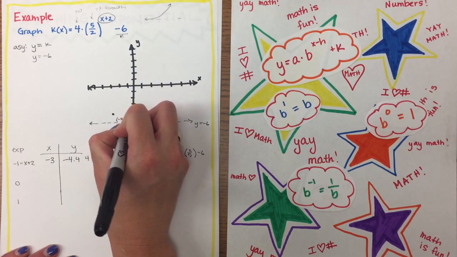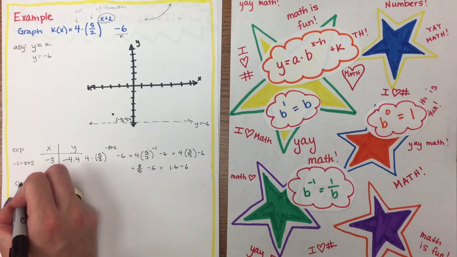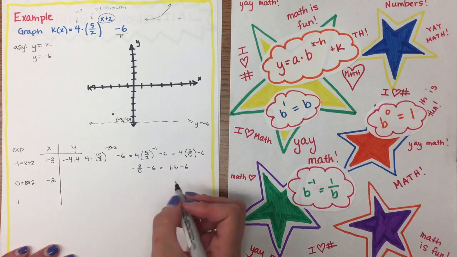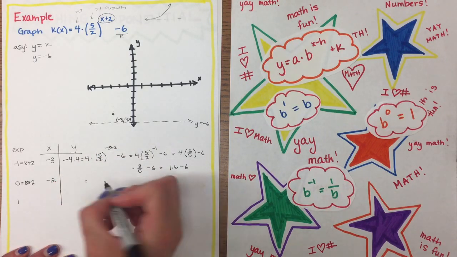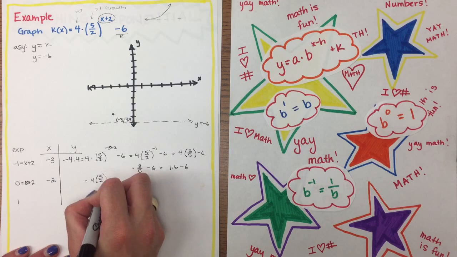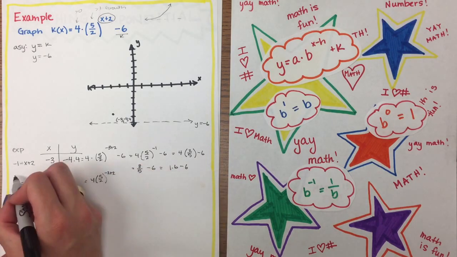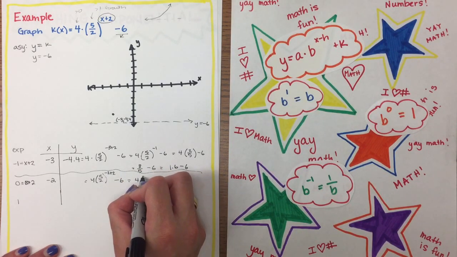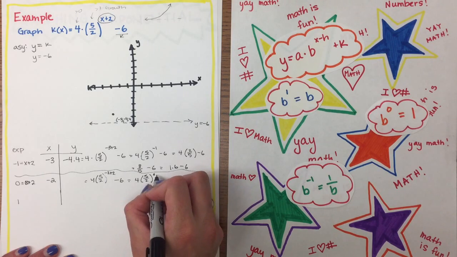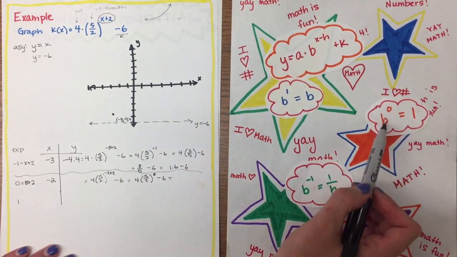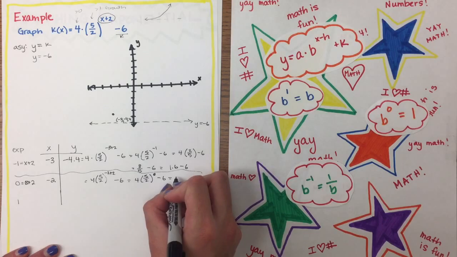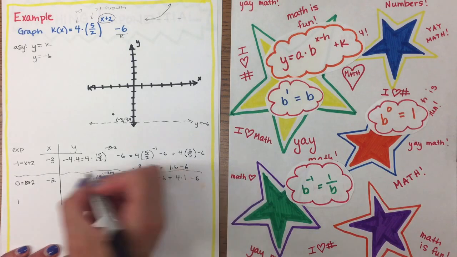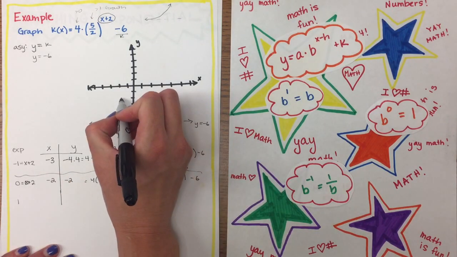Negative 3, negative 4.4. All right, to make my exponent 0, x should be negative 2. So that's going to give me 4 times 5 halves raised to the negative 2 plus 2 minus 6 is equal to 4 times 5 halves raised to the 0 minus 6. Anything raised to the 0 is 1, so this is 4 times 1 minus 6, which is just 4 minus 6, or negative 2. So I have the point negative 2, negative 2.